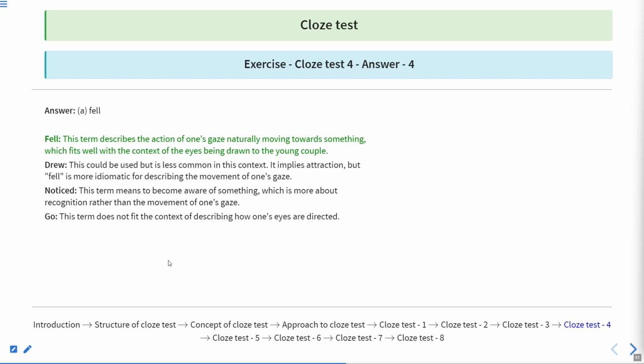It cannot be true because it is less common in this context. It implies attraction, but fell is more idiomatic for describing the movement of one's gaze. It cannot be noticed because notice means becoming aware of something, which is more about recognition than about movement of one's gaze. It cannot be go because go is just not fitting in to describing where the eyes are directed.